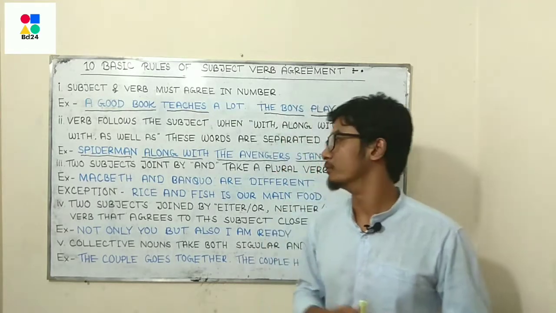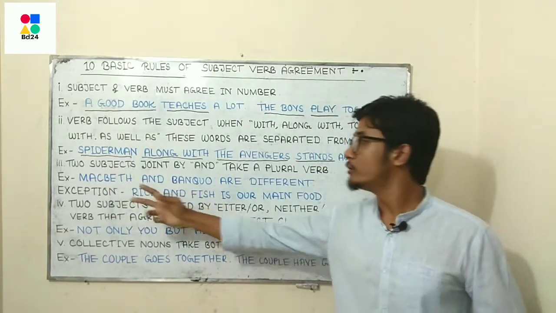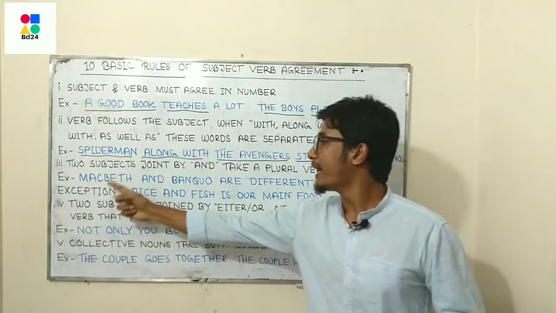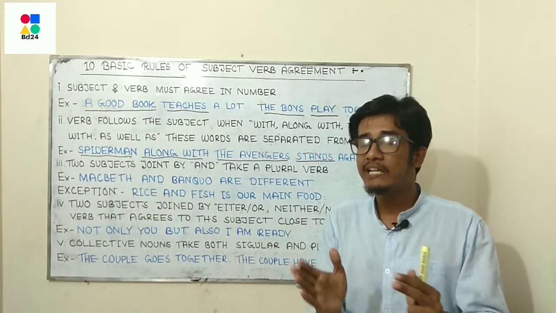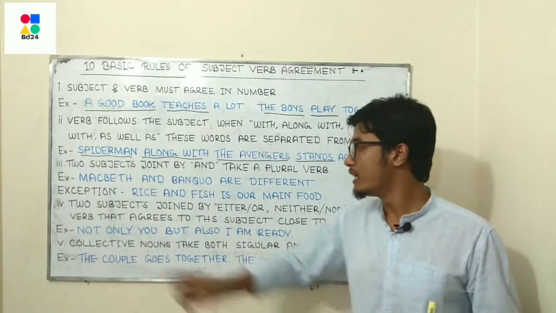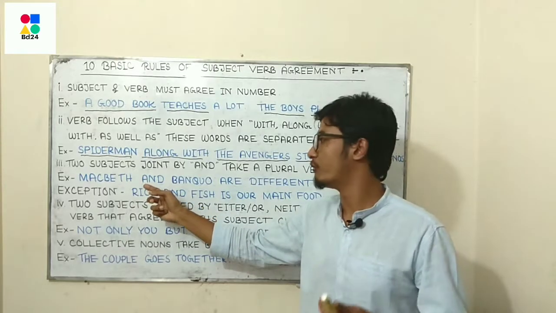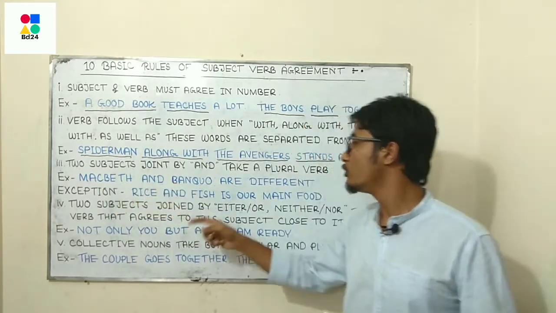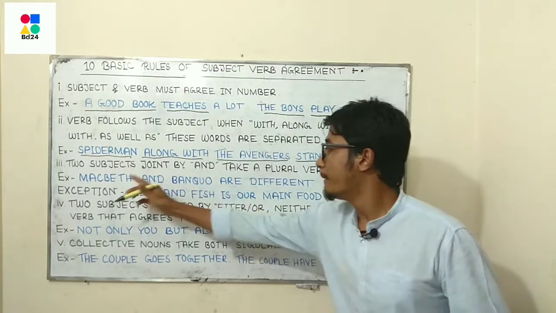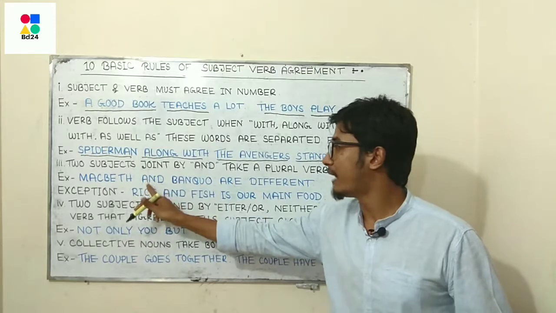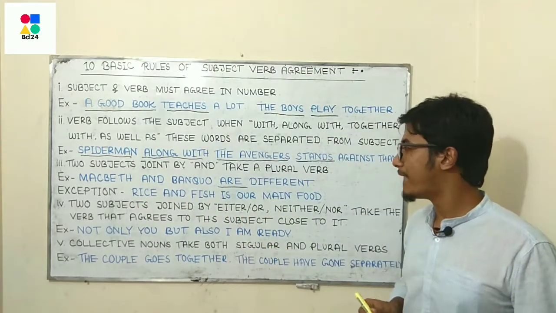So let me show you an example. Macbeth and Banquo. They are 2 singular nouns, right? Macbeth and Banquo. We may think that here we will use a singular verb, but no, as these 2 singular nouns are connected by and, we'll have to use a plural verb. Macbeth and Banquo are different. So the subject is Macbeth, Banquo, and they are connected by and, so the verb is plural. Are. Macbeth and Banquo are different.